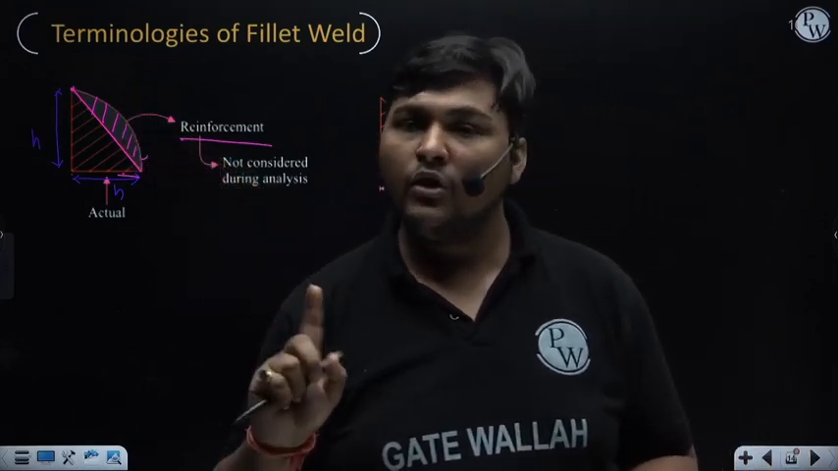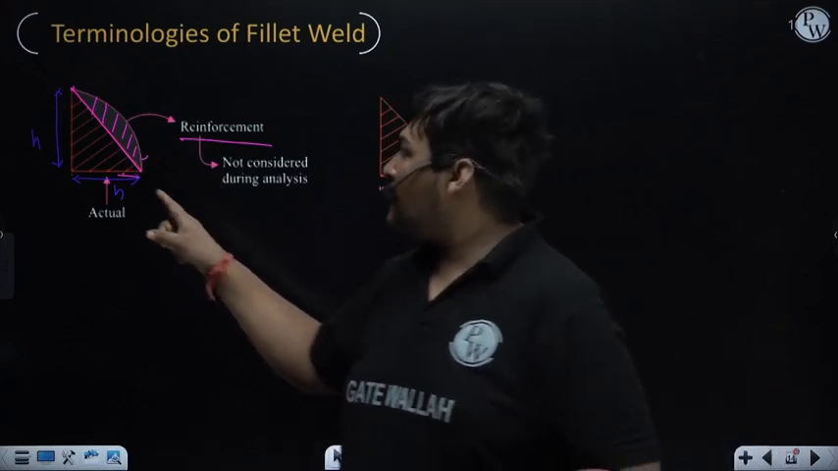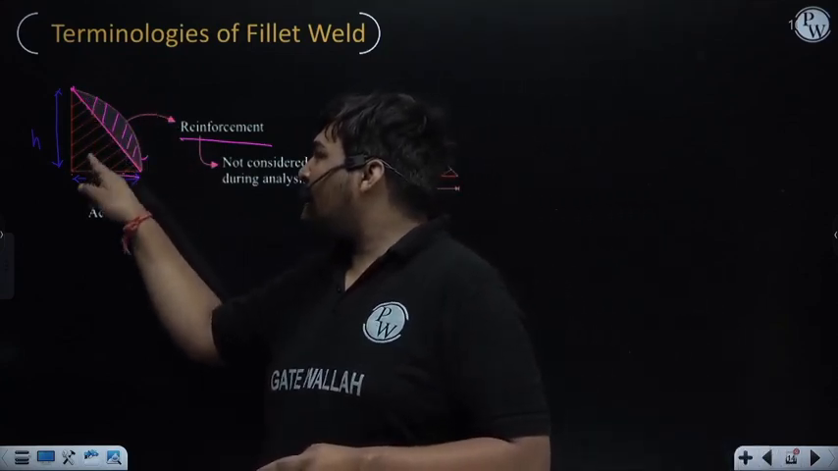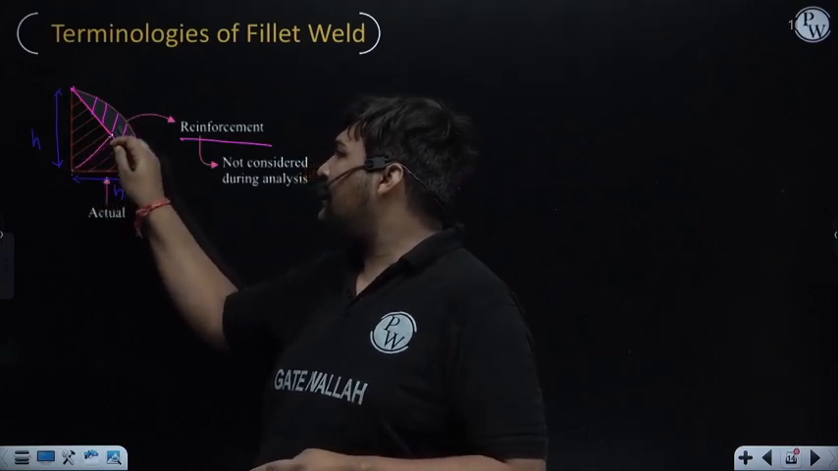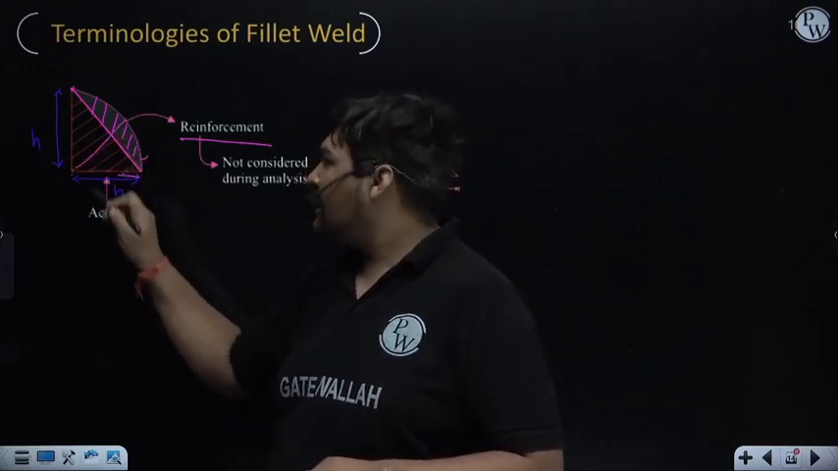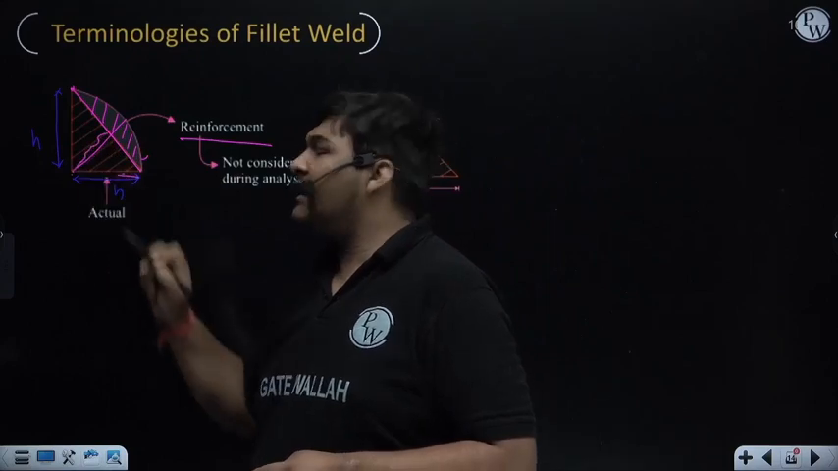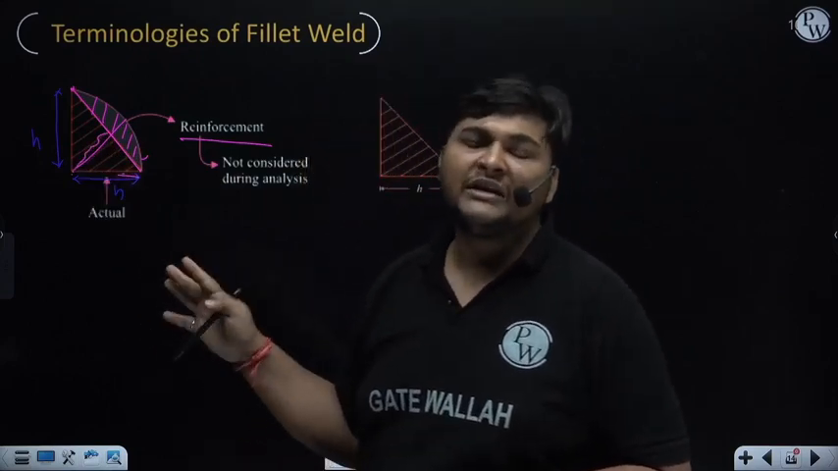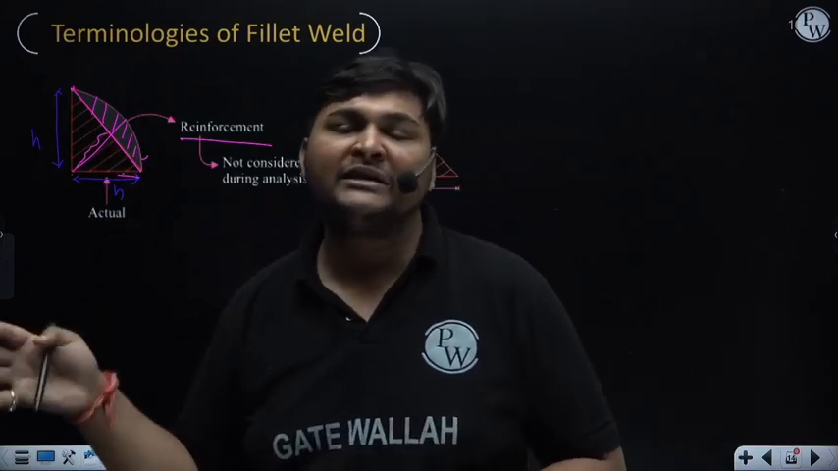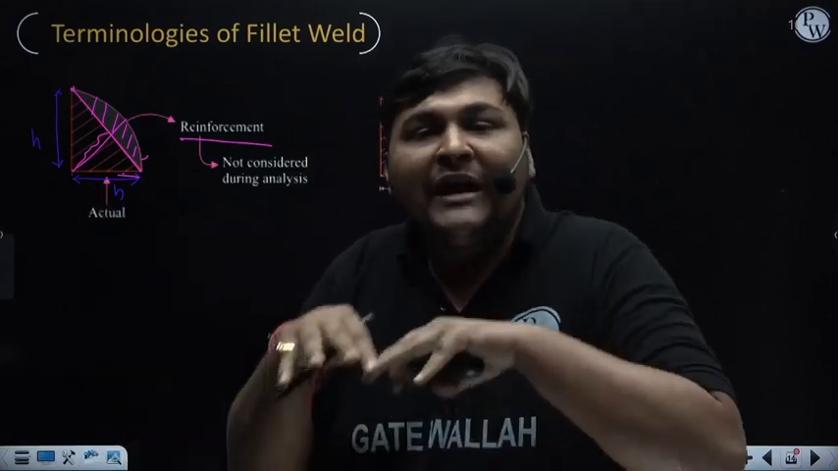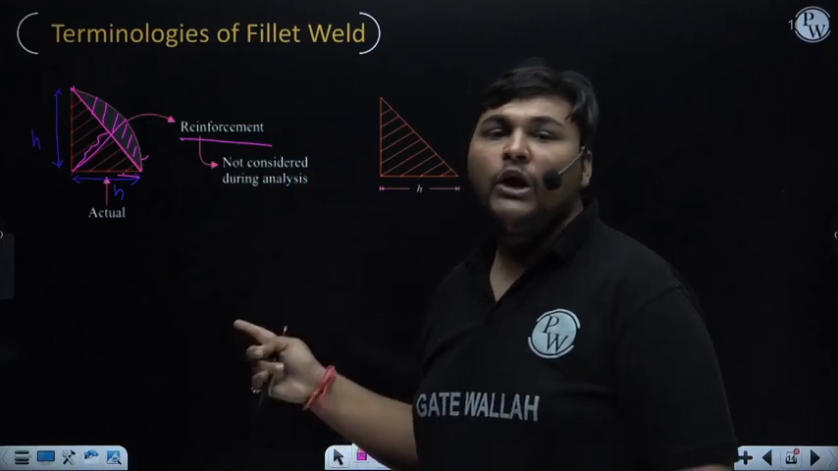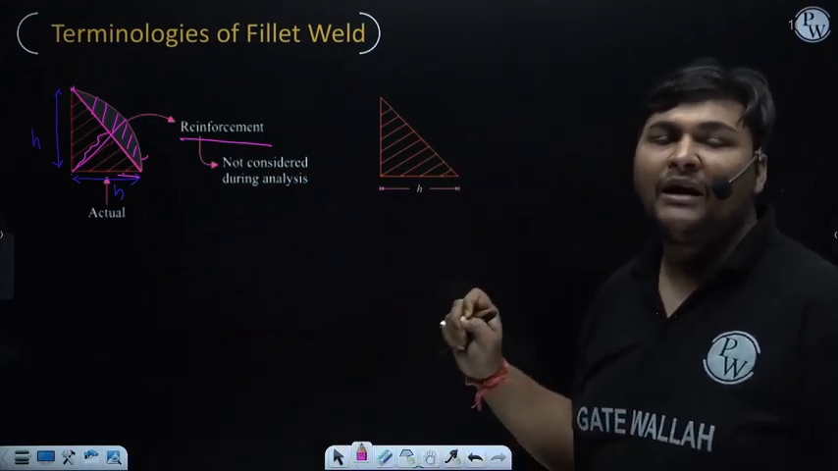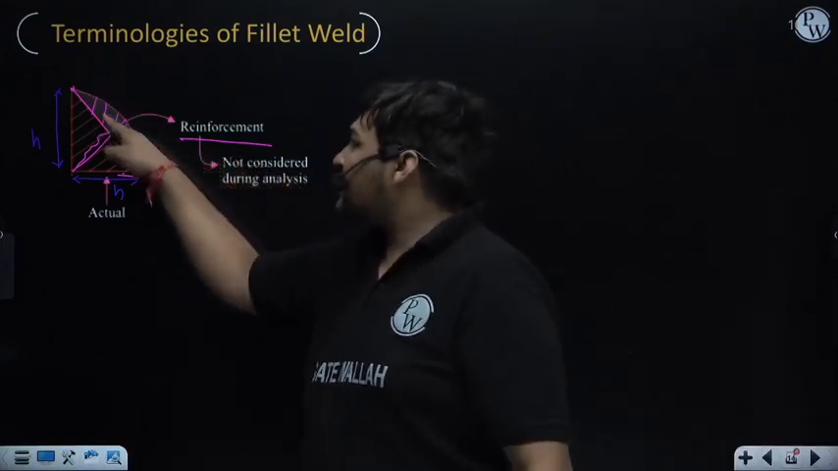to keep ourselves on the safer side. Because the actual thickness of the weld is this, in this direction, but I am only taking this thickness during analysis. So whatever actual thickness there is, I am taking a thickness less than this, so I am keeping myself on the safer side. So there is no problem. To make our analysis simpler, we will not consider this part.